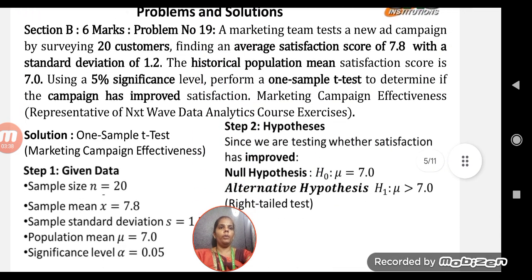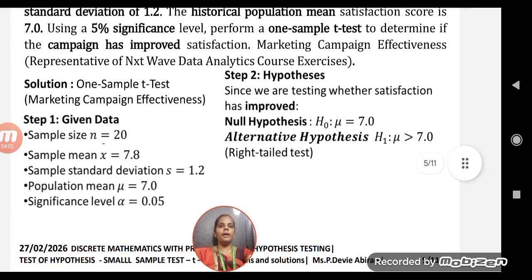And my third problem is: a marketing team tests a new ad campaign by surveying 20 customers, finding an average satisfaction score of 7.8 out of 10. The standard deviation is 1.2, the population mean is 7.0 and the alpha value is 5%. Now I am going to simplify it by using a t-test. The given data are: sample size is 20, sample mean is 7.8, standard deviation is 1.2, population mean is 7.0 and alpha is 0.05.